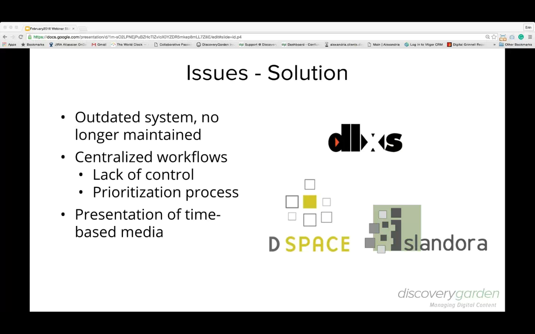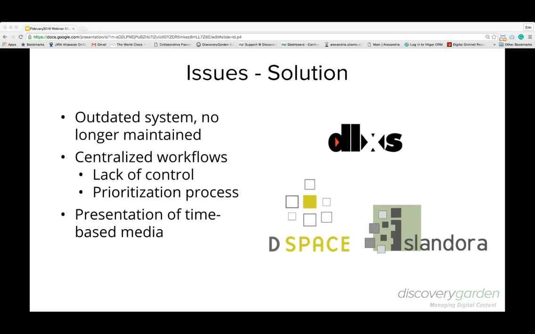So at the time, if we needed to make any kind of change, even just to the metadata, or if we wanted to ingest new collections, we'd have to submit a ticket. So this centralized process was not ideal at all. It's a huge burden on our library systems technology staff. And at the same time, it left us feeling completely out of control.